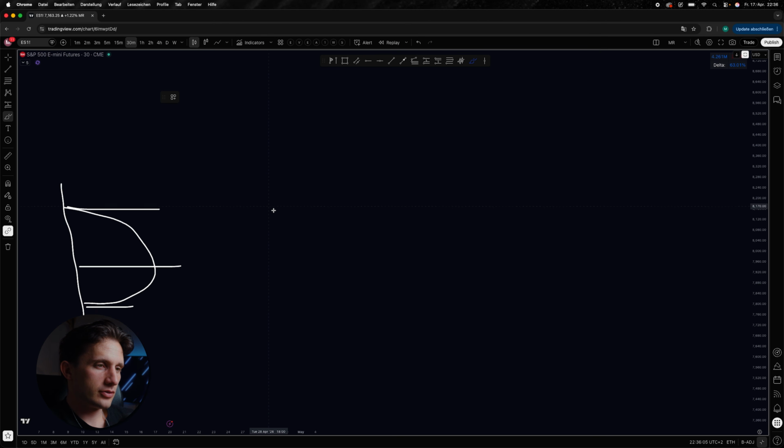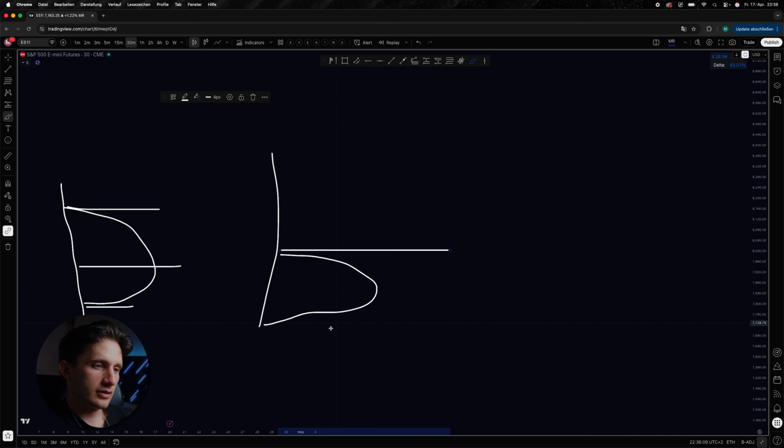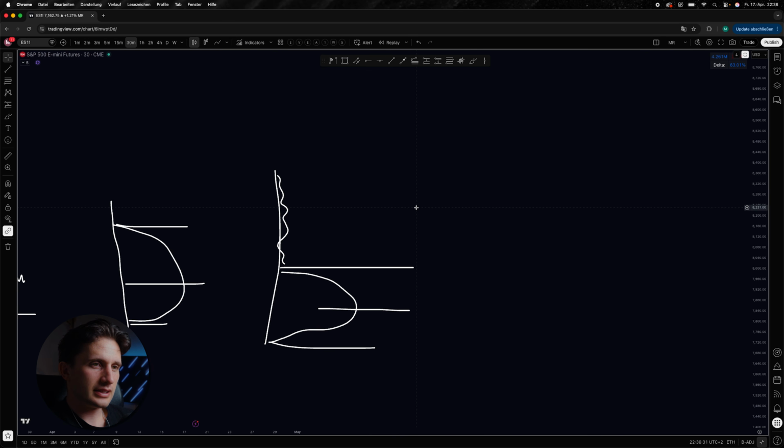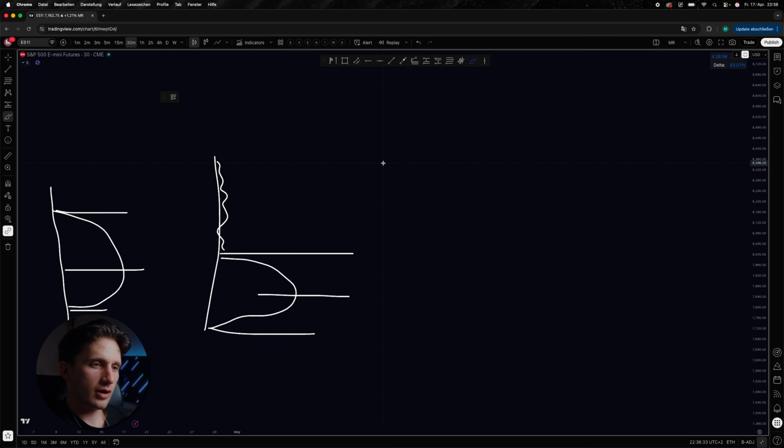So let's go over here to the next shape, and this is a B-shaped formation, right? So right here you have value area high, value area low, and the point of control is there. That is when the market is deciding to create low volume here, and then spikes all the way down here. Now what does this look like when we draw out a chart?